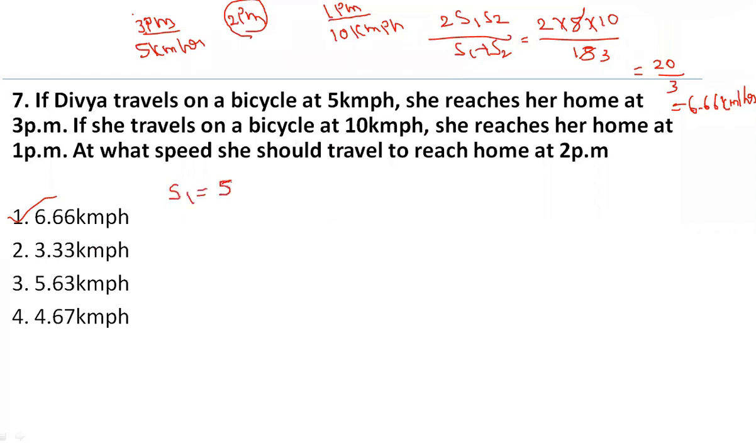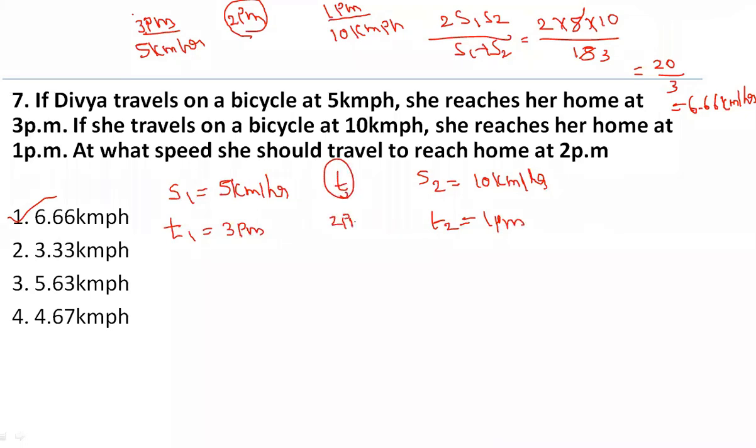So speed 1 is equal to 5 kilometer per hour, right? Done. And time 1 is equal to 3 p.m. It's a point of time. Next, speed 2 is equal to 10 kilometer per hour. And time 2 is equal to 1 p.m. What is the actual time? Actual time is nothing but 2 p.m. You can take reference of any value; I am taking the actual time. If the actual time is t, 1 p.m. is 1 hour less, so t2 will become t minus 1. And 3 p.m. means it is t plus 1, 1 hour more.